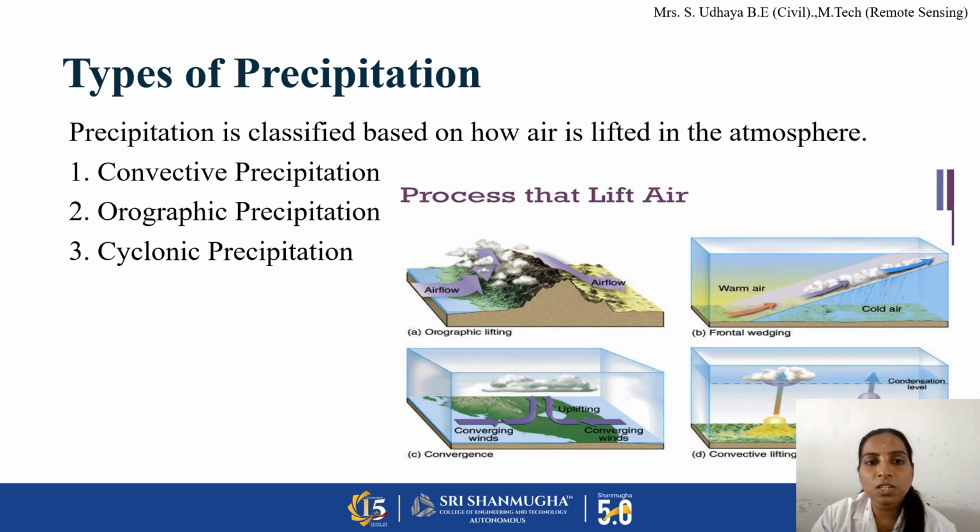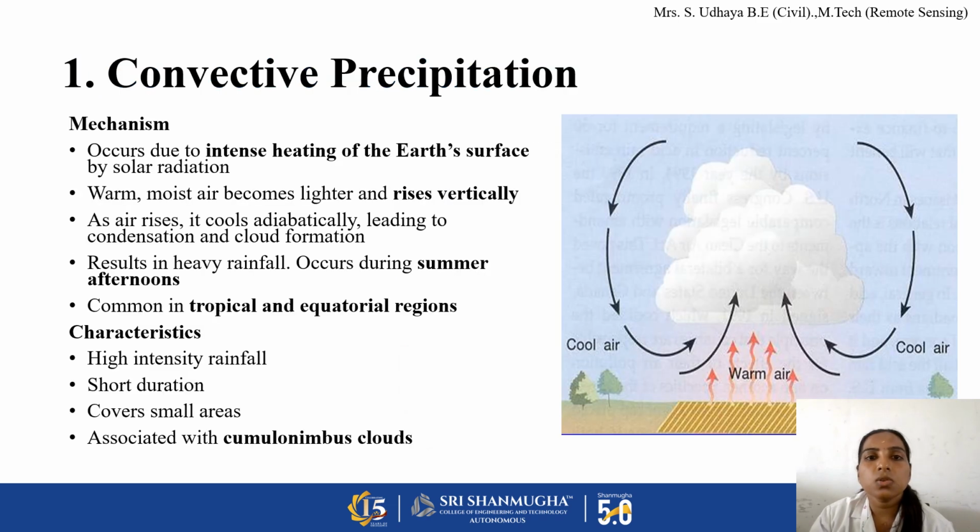Generally, convective precipitation occurs during summer season. Orographic precipitation occurs in the mountainous region. Cyclonic precipitation mainly contributes during monsoon season. Okay, let us discuss each precipitation in detail. So first we will start with convective precipitation.